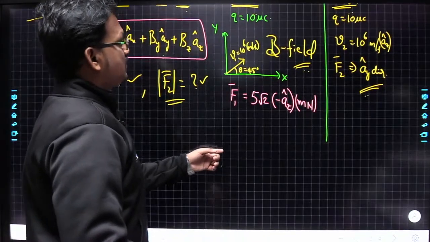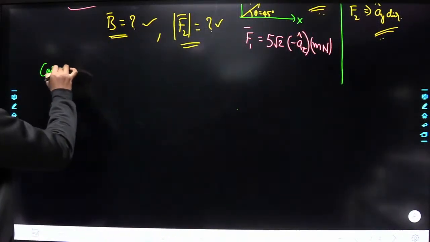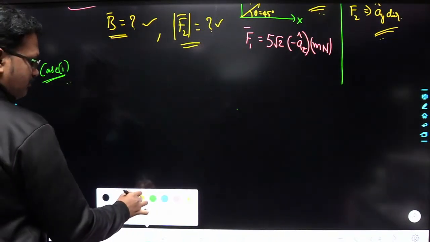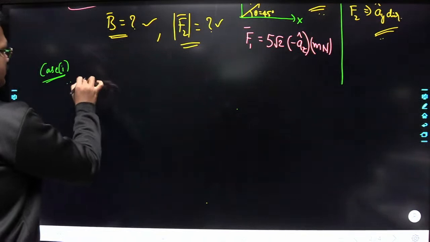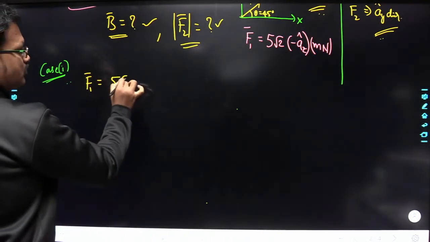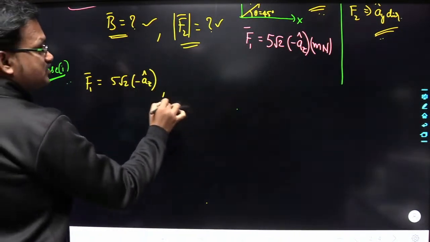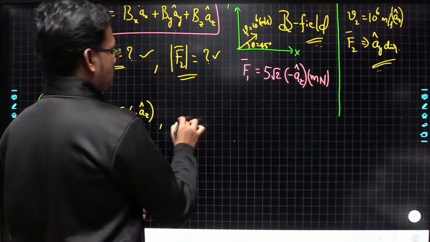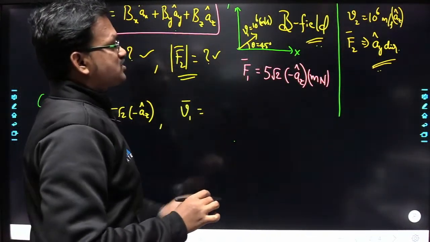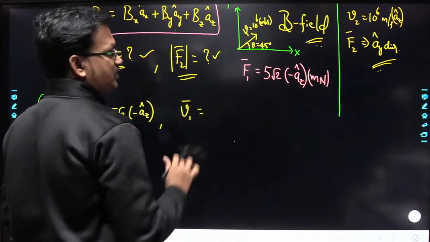So here, case 1. Let us consider case 1. Here they have given that F1 bar is equal to 5 root 2 into minus AZ cap. Next, V1 bar is equal to 10 to the power of 6 meters per second, and it is making an angle theta equal to 45 degrees with respect to x-axis.